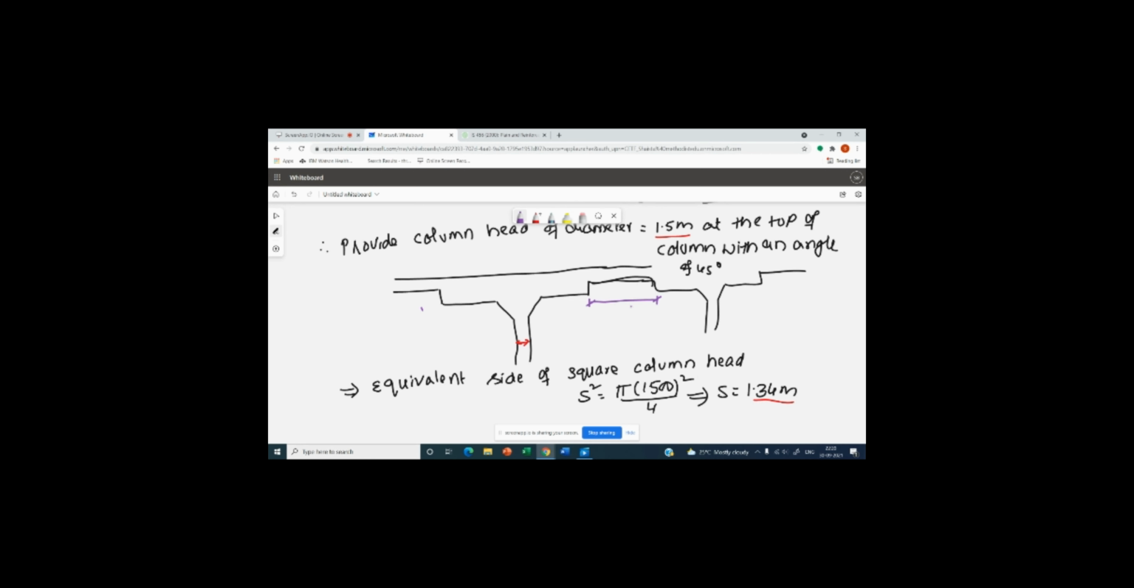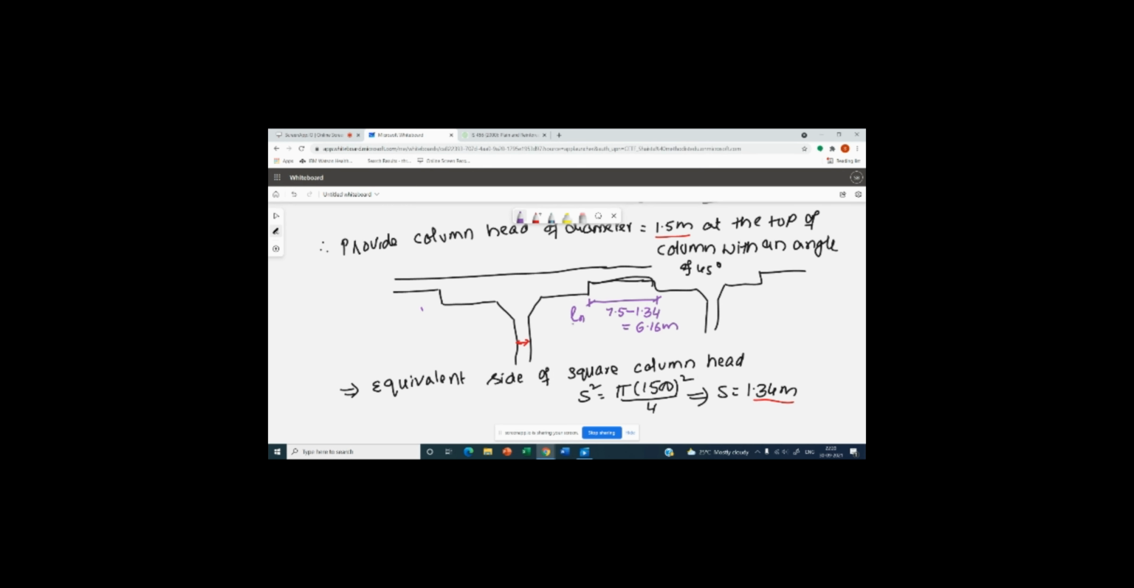In the other direction, suppose I have taken this as a 7.5 meter span, then 7.5 minus this equivalent side 1.34 gives the clear span, which we represent as ln. This is along the 7.5 meter span, so this will come to around 6.16 meters.